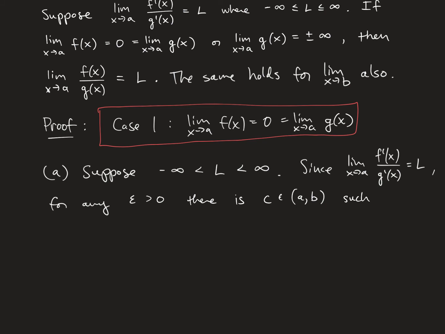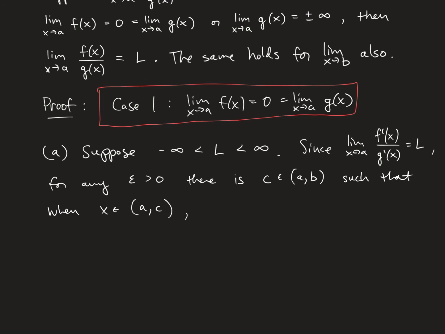Such that when x is in (a, c), the difference between f prime of x over g prime of x minus L is less than epsilon and bigger than negative epsilon.